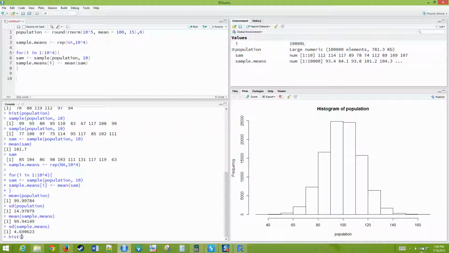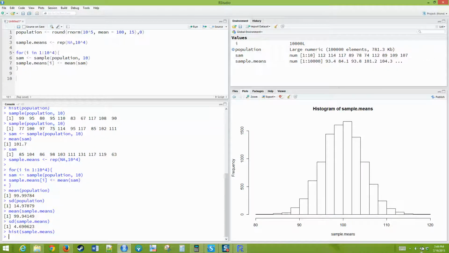All right. Well, let's see. Okay, so the shape might be similar, but take a look at the axis. So the population seems to go from, take a look at the axis. And what do we see? Okay, so if I flip between the histogram for the population and the histogram of the sample means, we see they both have kind of a normal distribution shape. Okay, they both are normally distributed.